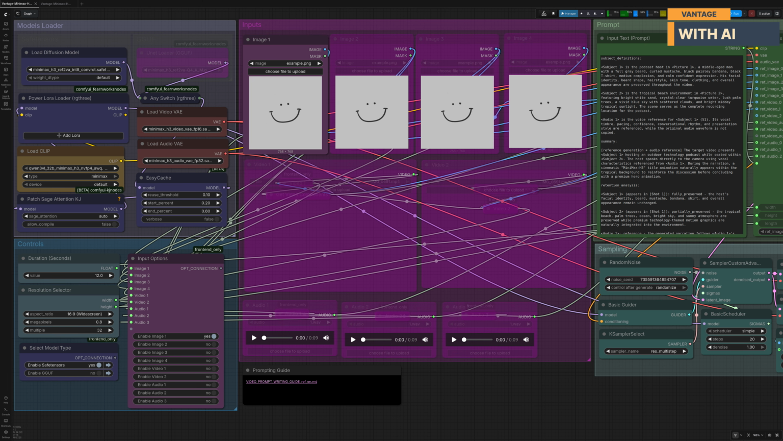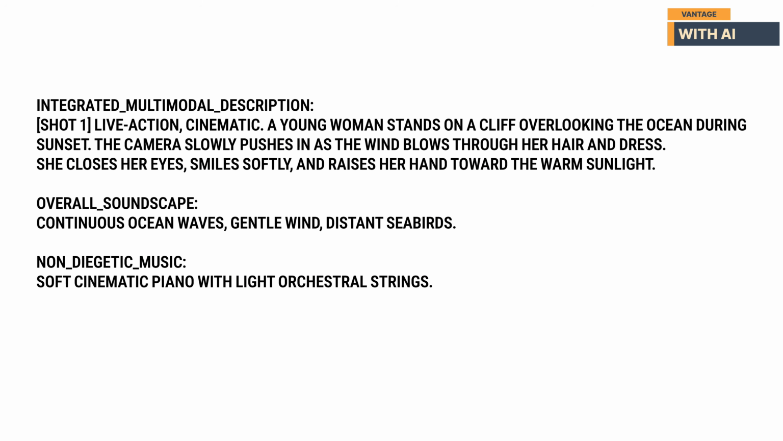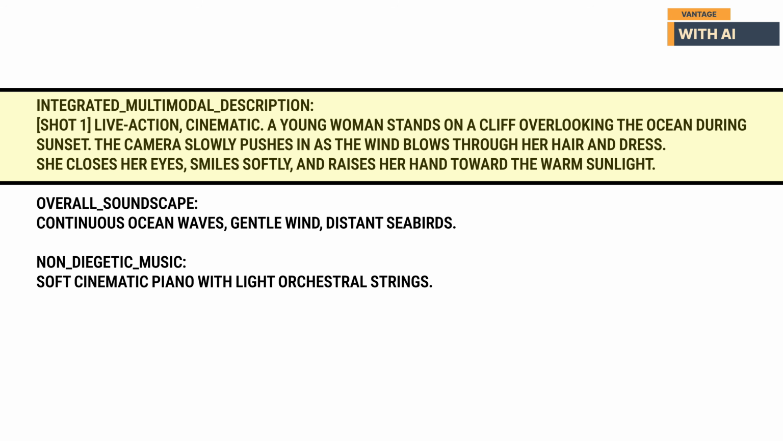Before we generate a video, let's spend a minute understanding how prompts work in MiniMax-H3. Unlike most video generation models, MiniMax-H3 uses a much more structured prompt format. Let's start with a simple example. Here, the prompt is divided into three main sections. The integrated multimodal description is where you describe everything happening in the video. This includes the visual style, camera movements, subject actions, dialogue, and the overall sequence of events.